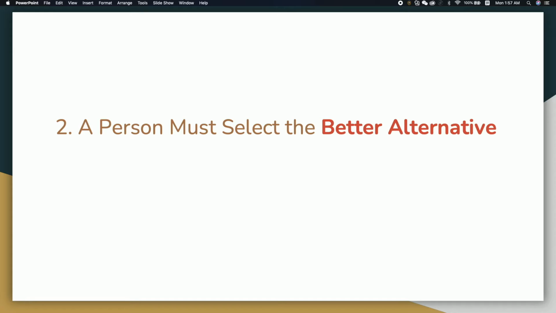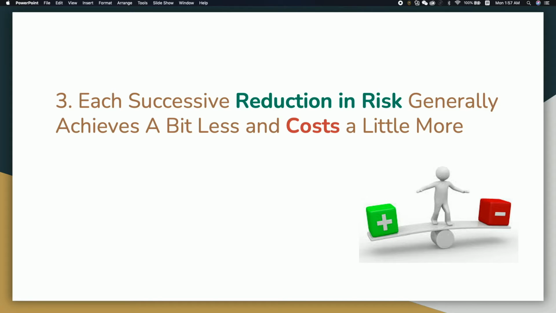During the trade-off process, we can find that each successive reduction in risk generally achieves a bit less and costs a little bit more. From that, we can conclude that risk analysis helps identify significant hazards, stimulates basic research, and spotlights the need to agree on health goals and priorities.